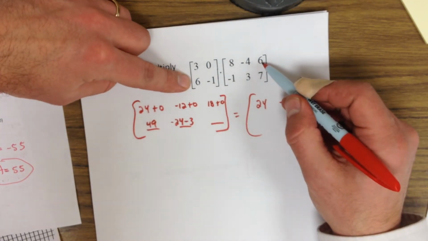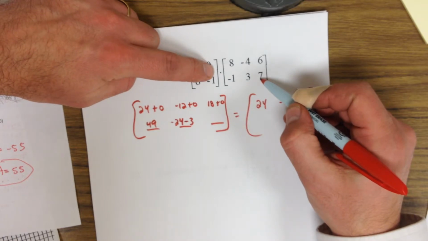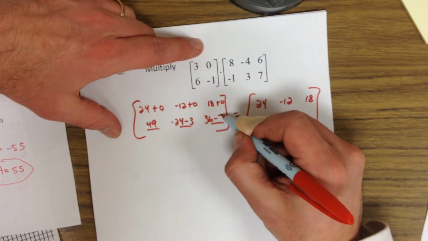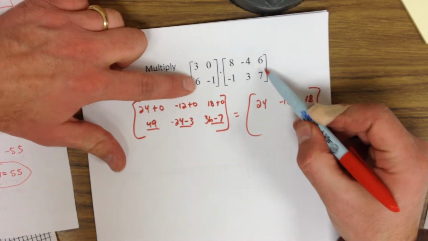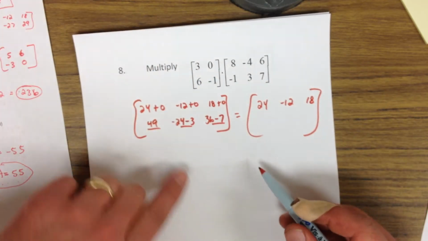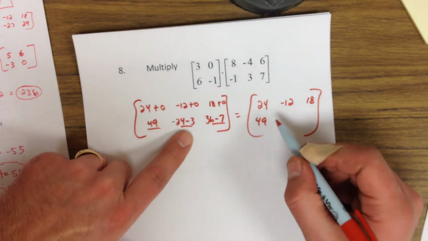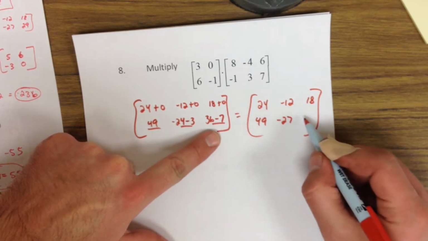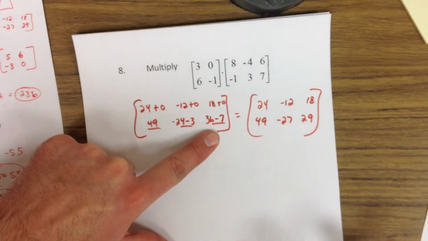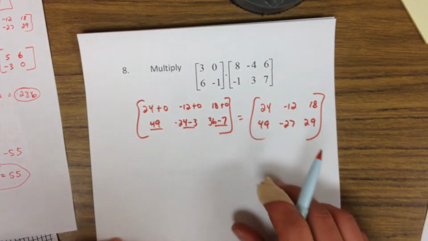And then 6 times 6 is 36, minus 7. So 6 times 6, negative 1 times 7 is the negative 7. So I get 49, that's negative 27, and that is 29. That's how you do it by hand.